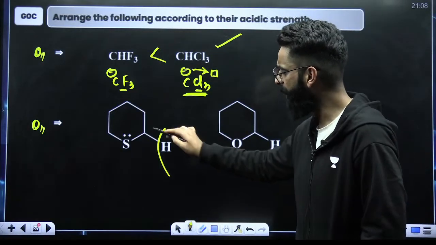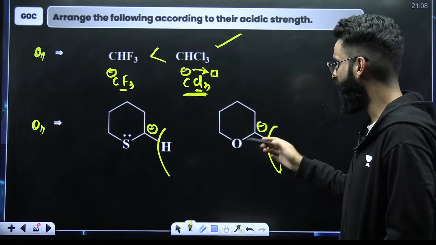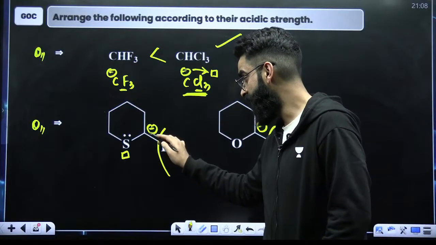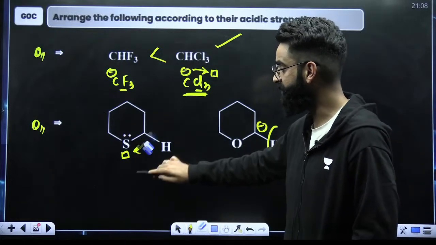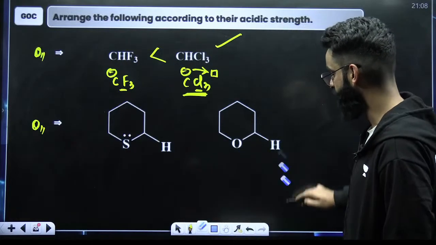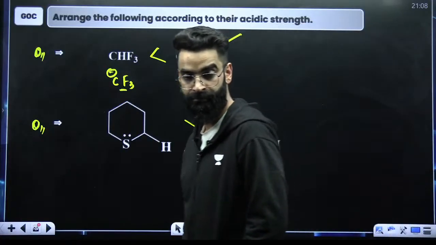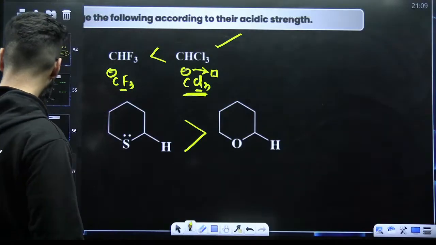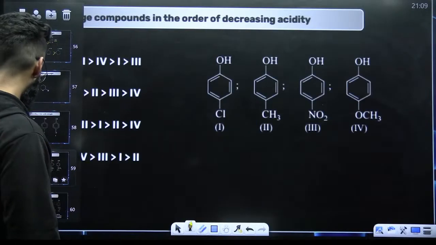Similarly, if you take H positive out here, you will get a negative charge here. Oxygen does not have any vacant orbital. Sulfur has vacant d orbitals, so there is a possibility of back bonding here. Back bonding stabilizes the conjugate base, and if back bonding stabilizes the conjugate base, its corresponding acid has to be stronger. So these sorts of things, my dear students, can be easily solved if you know the approach.